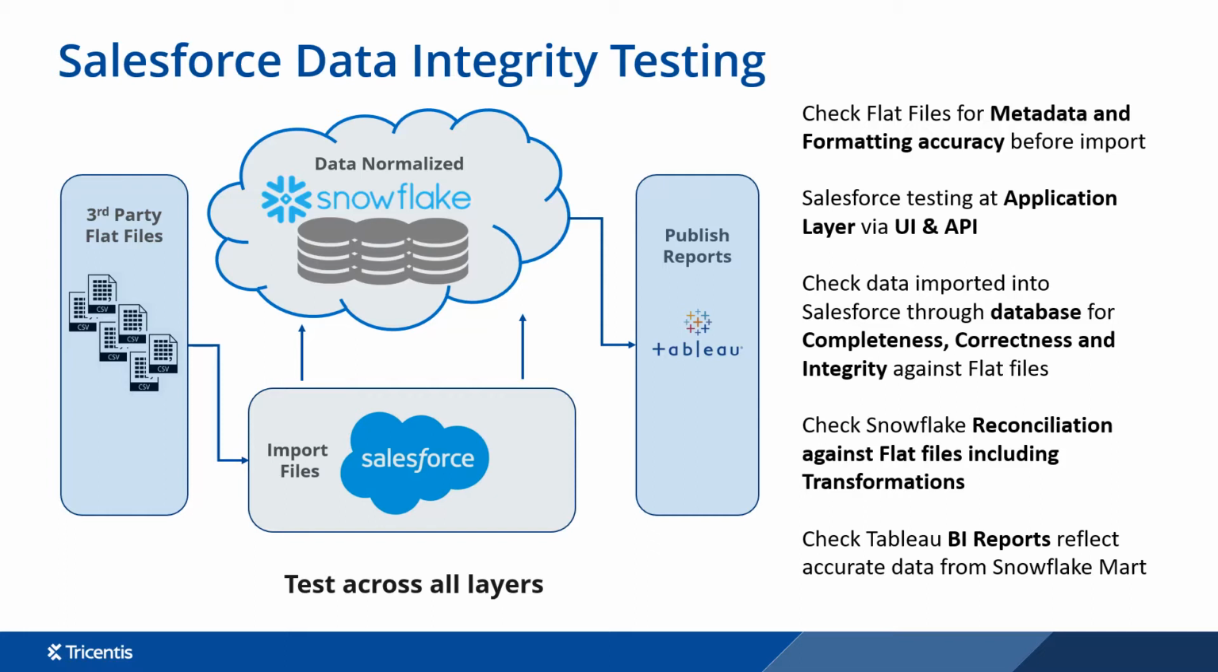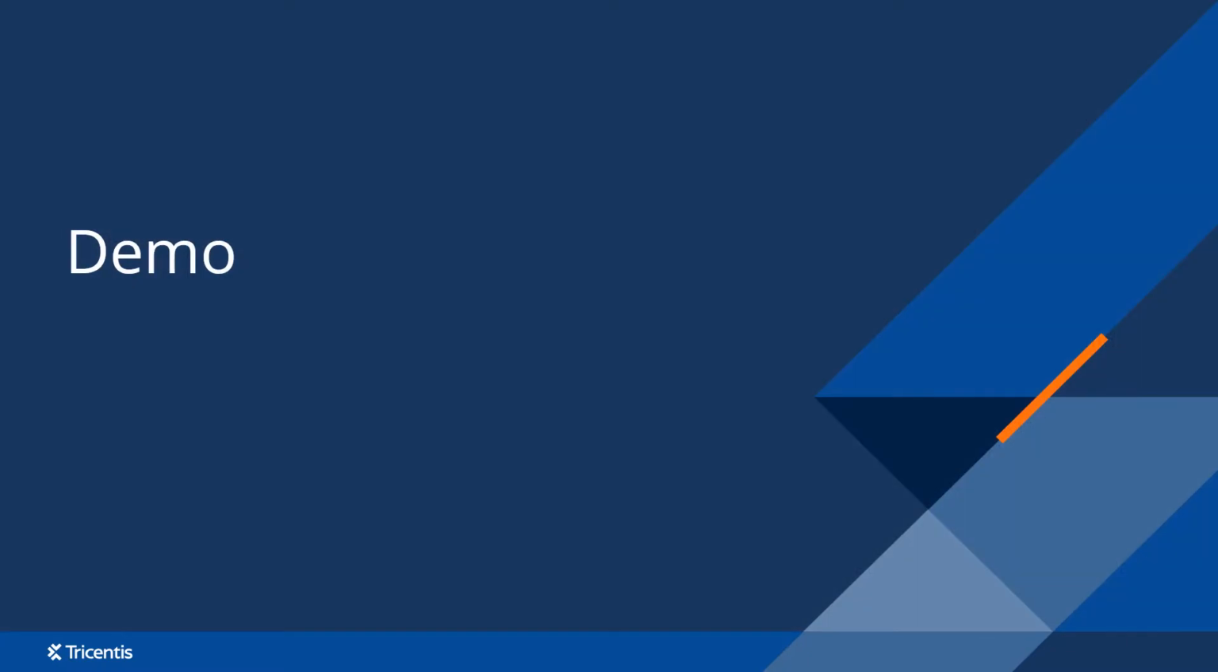We first check the data imported into Snowflake's database for completeness, correctness, and integrity against the original flat files. And then we look at the actual data itself and ensure it's complete and correctly loaded row by row. And now we can run reports on this aggregated data using Tableau. Most important of all, we automate this entire process using our business-readable model-based automation. Now let's see Tricentis Tosca in action.